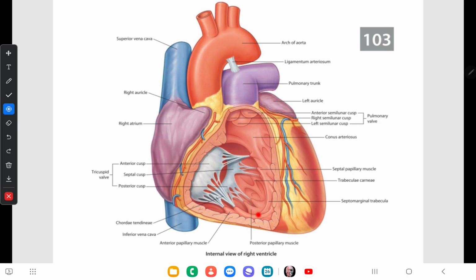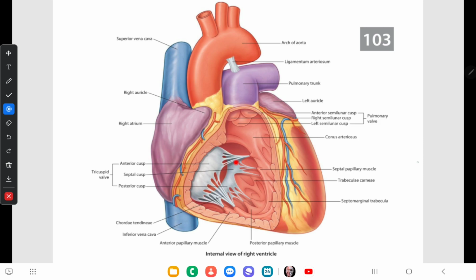the right ventricle. That bulging of the tricuspid valve into the right atrium during systole of the right ventricle is prevented by the chordae tendineae attached to these papillary muscles. When those chordae tendineae are taut, the cusps are prevented from bulging into the right atrium during systole of the right ventricle. You have to remember that as well.